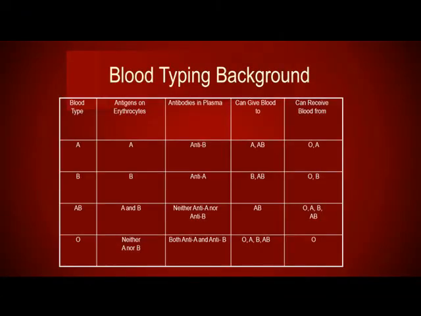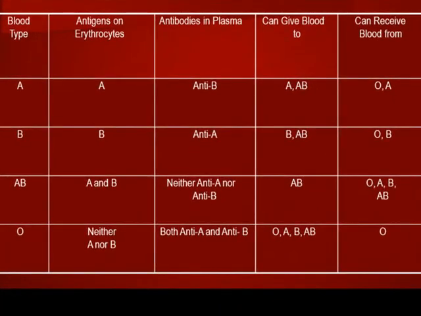Let's take a moment to study this chart. This chart shows which blood types can give blood to other blood types and which blood types they can receive blood from. As you can see, blood type A can give blood to blood types A and AB. Blood type A can receive blood from people with blood type O and blood type A.